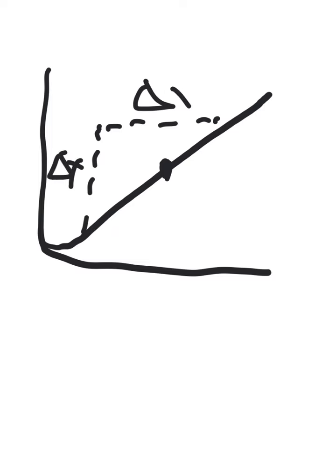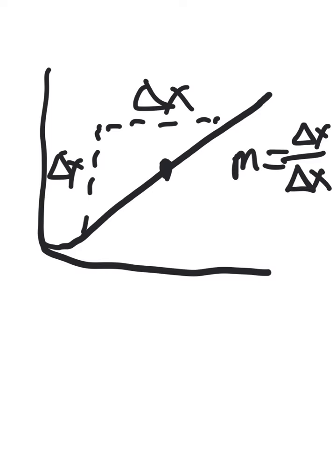So, to start with the problem that plagued physicists and mathematicians in the 1700s, we'll look at a line like this. So, how can we find the slope of this line at this point? Well, it's pretty obvious. The slope of this line is just rise over run. So, delta y over delta x. And this is the formula for the average rate of change between 2 points, right? So, m, the slope, equals delta y over delta x, rise over run.